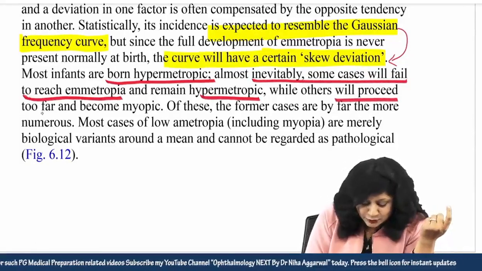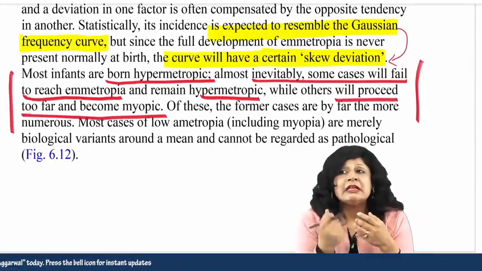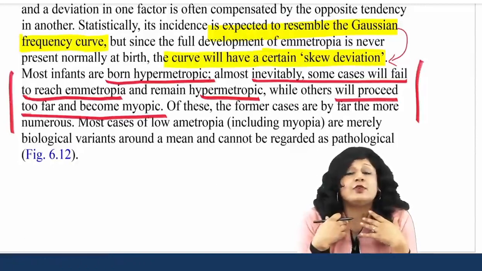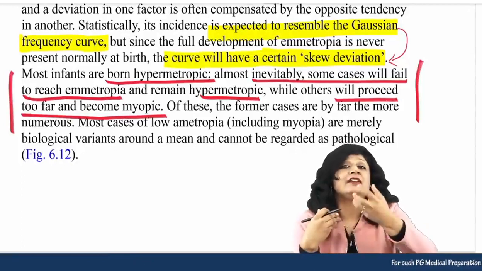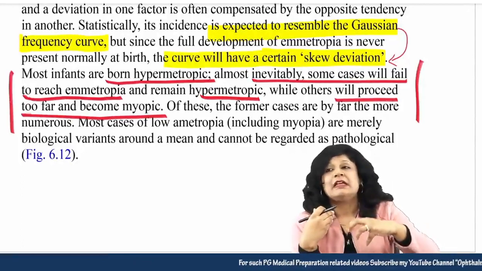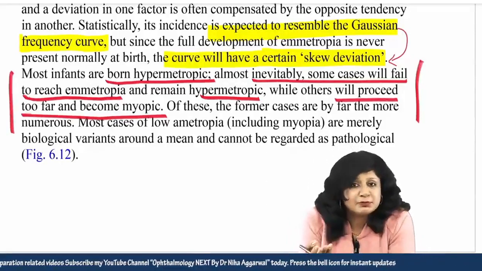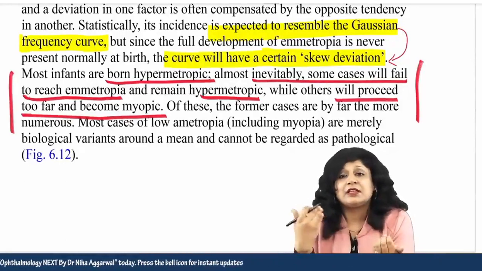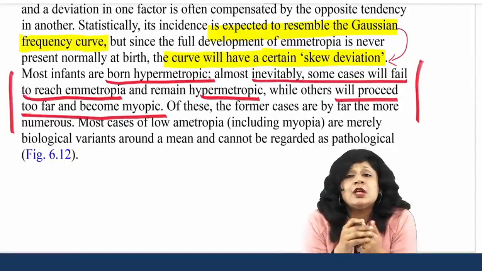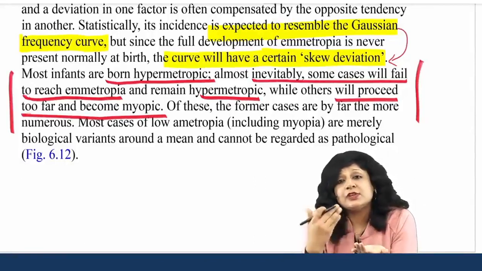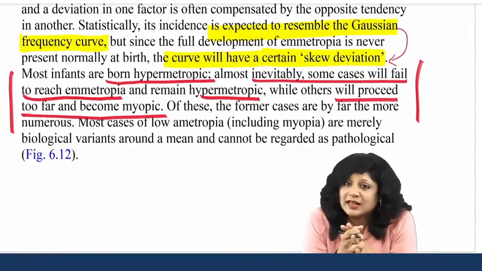Others will proceed too far and become myopic. Now again, this is the journey of emmetropization, and as I always say, the journeys are not always perfect. So some can fall short. If there is under-correction of this hypermetropia and the eye falls short of reaching emmetropia, this person will remain hypermetropic. Similarly, there can be overgrowth also. In those cases, the eye is actually getting overcorrected, and due to the overcorrection, the eye may become myopic. That will be too long.